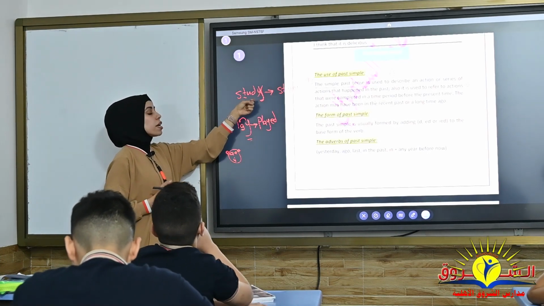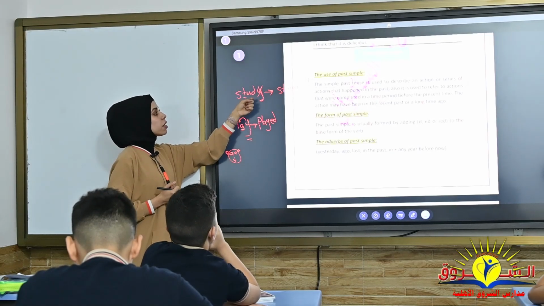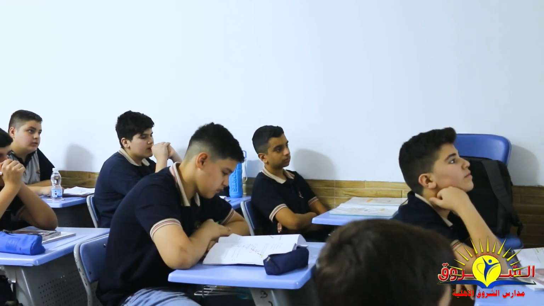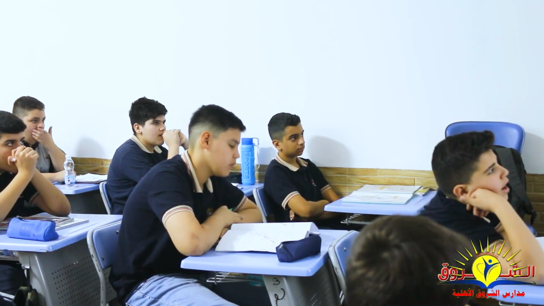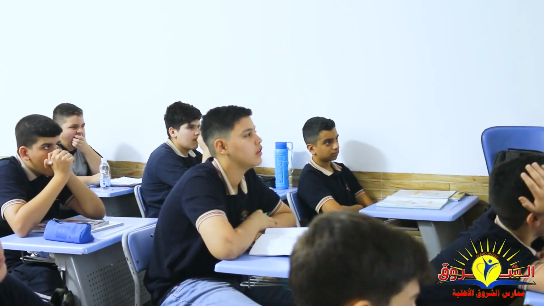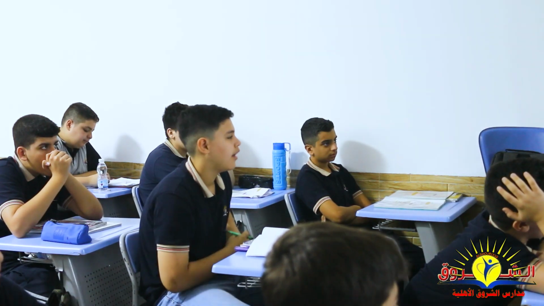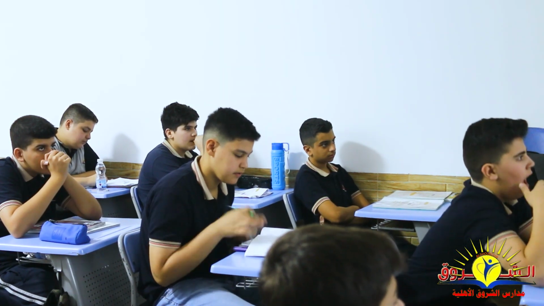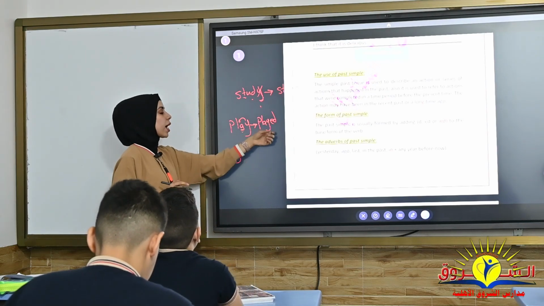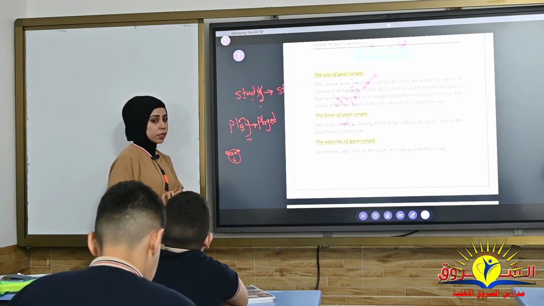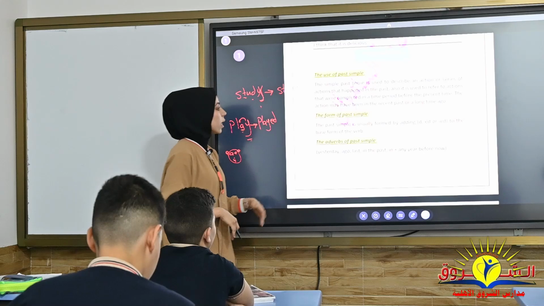So the rule said if the verb ends with y and before it we have a consonant, حرف صحيح, you have to change y to I and then add ed. While if the verb ends with y and before it we have a vowel letter, don't change anything. Keep the verb in the same form and then add ed. Is it clear? Okay.